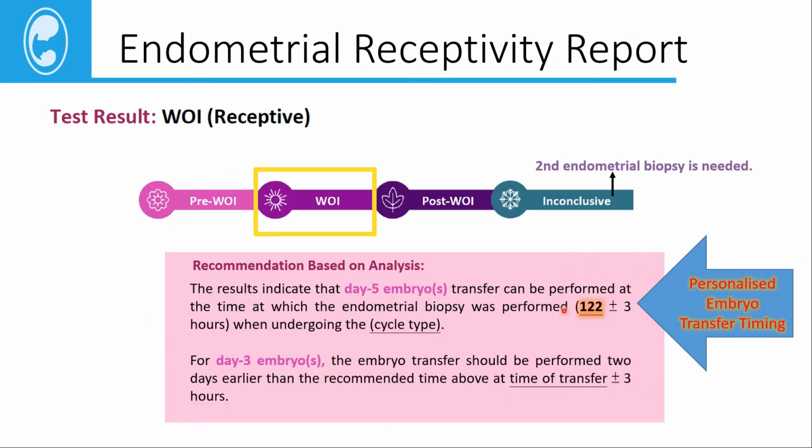This is how a test report looks like. For this particular lady, a sample was taken at 122 hours, and the report mentions that this is the best time for implantation. So for her, this is her personalized embryo transfer timing. The validity of the test is about 2 years, meaning that this test result should be the same if it were repeated within the next 2 years.